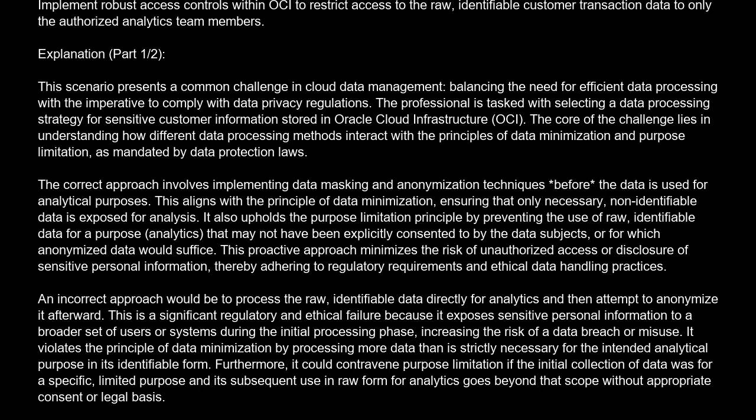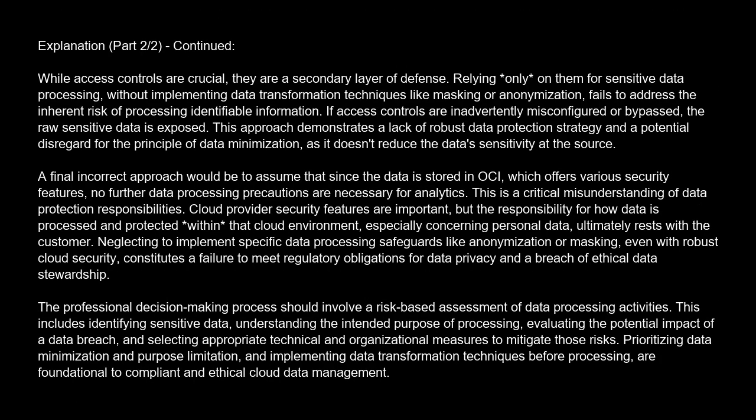Another incorrect approach would be to rely solely on access controls within OCI to protect the raw data during analytics. While access controls are crucial, they are a secondary layer of defense. Relying only on them for sensitive data processing, without implementing data transformation techniques like masking or anonymization, fails to address the inherent risk of processing identifiable information. If access controls are inadvertently misconfigured or bypassed, the raw sensitive data is exposed. This approach demonstrates a lack of robust data protection strategy and a potential disregard for the principle of data minimization, as it doesn't reduce the data's sensitivity at the source.